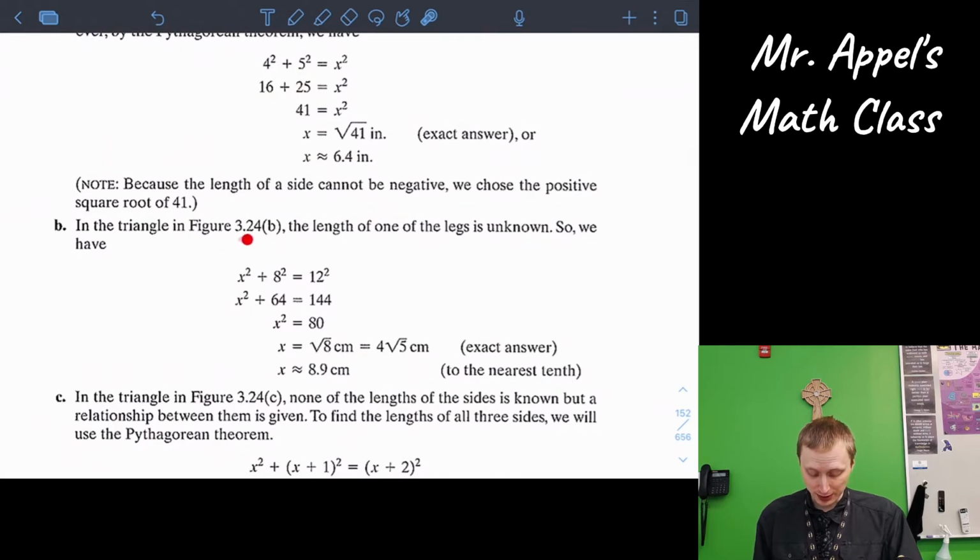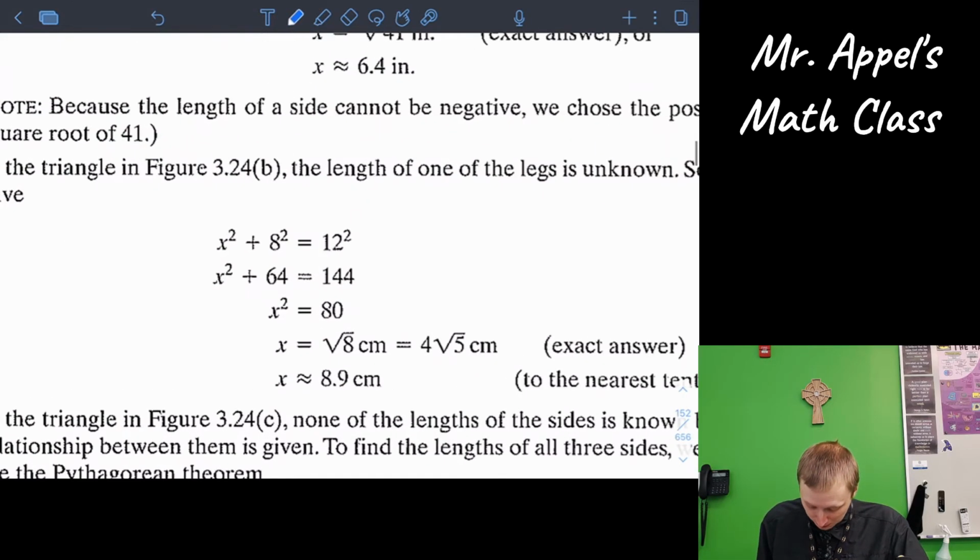Now, in triangle 24b, the length of one of the legs was unknown, so we can set that up as x squared plus 8 squared equals 12 squared. Okay, square those numbers, so x squared plus 64 equals 144. Subtract, x squared equals 80, and now x is the square root of 80. I don't know why they dropped the 0 there. Okay, which can be simplified to 4 times the square root of 5, or about 8.9 centimeters.